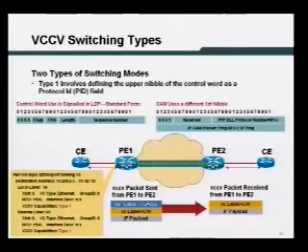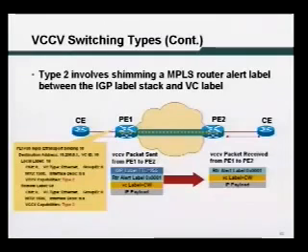There's another VCCV type, and the need for that type is because there are some limitations on certain hardware where we may not be able to save this control word or send this control word. So the alternate approach is that before P1 sends the packet, we put those two labels, the VC label and the LDP label, which was learned via LDP, corresponding to P2's loopback address. But in addition to those two labels, we ship another label in between the top and the bottom label. That label is called the router alert label, and it is reserved as label value 1. So label value 1 corresponds to a router alert label.